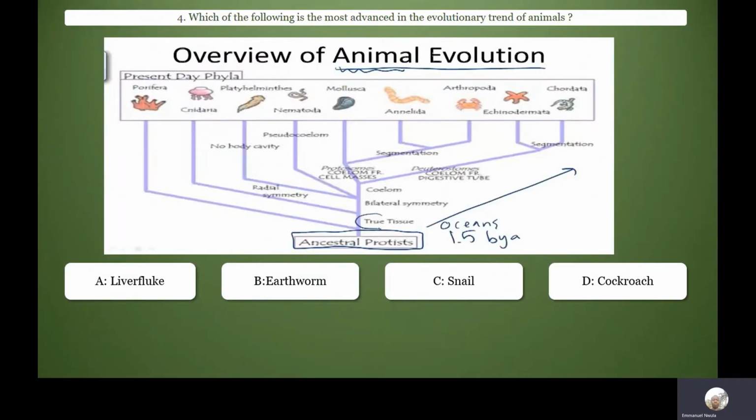Which of the following is the most advanced in evolutionary trend of animals? That is cockroach. If you look at the evolutionary tree of animals, arthropods are more recent and more advanced. And you know, cockroach is an insect and is under the phylum Arthropoda. So 4 is D.